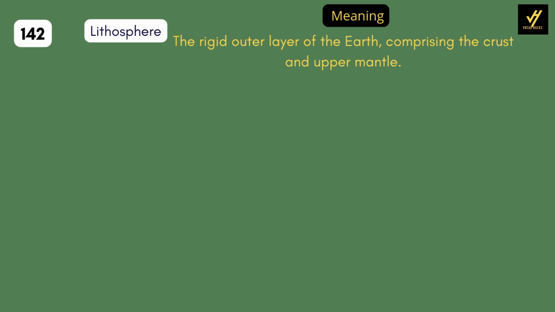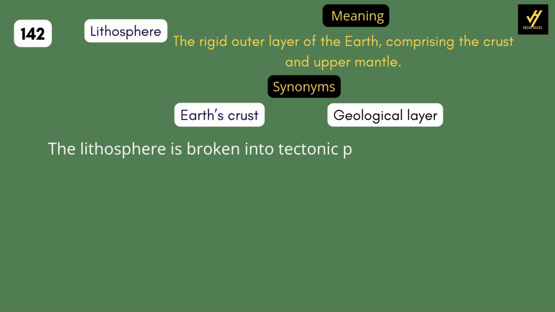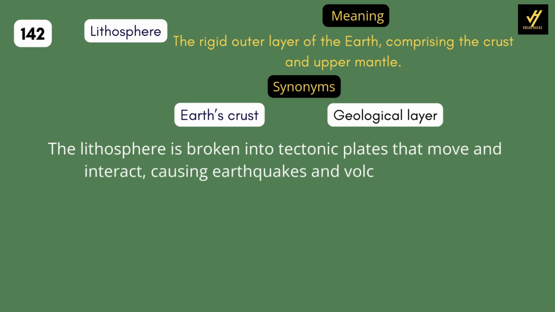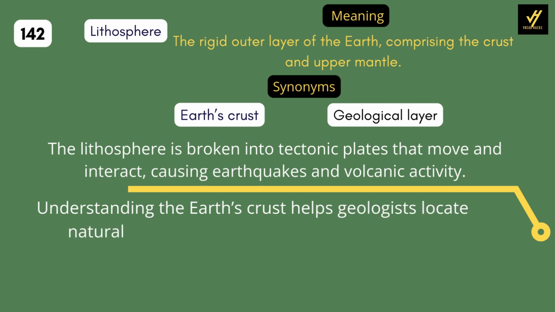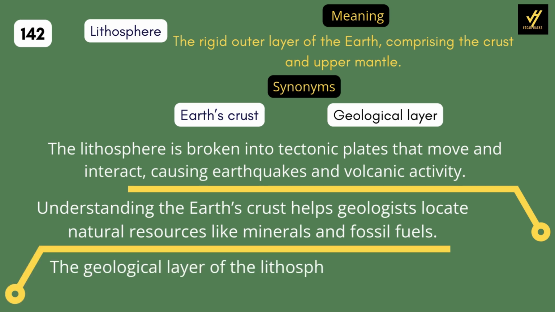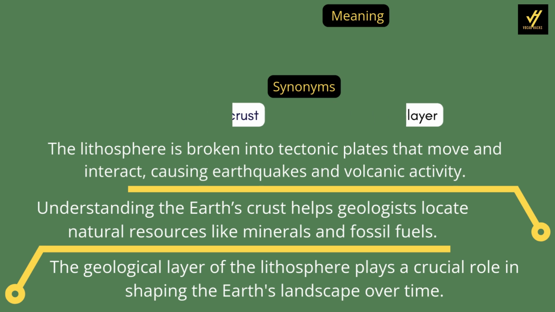Lithosphere, the rigid outer layer of the Earth, comprising the crust and upper mantle. Earth's crust, geological layer. The lithosphere is broken into tectonic plates that move and interact, causing earthquakes and volcanic activity. Understanding the Earth's crust helps geologists locate natural resources like minerals and fossil fuels. The geological layer of the lithosphere plays a crucial role in shaping the Earth's landscape over time.